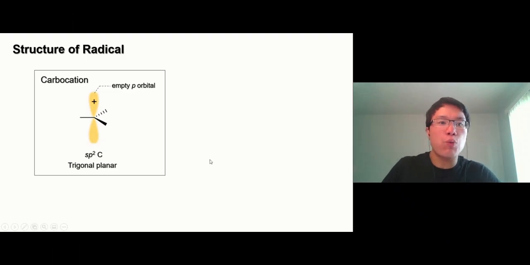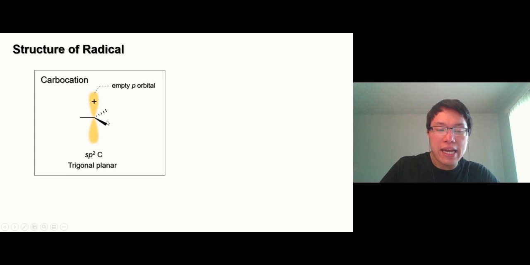Okay, we're going to start by learning about the structure of radicals, so you know what it looks like and what to do with it. Carbocation, you've seen before many times now. This carbon is an sp2 carbon, right? Which means it's got a p orbital left, which is empty, nothing there. The structure is trigonal planar, it's flat, right?